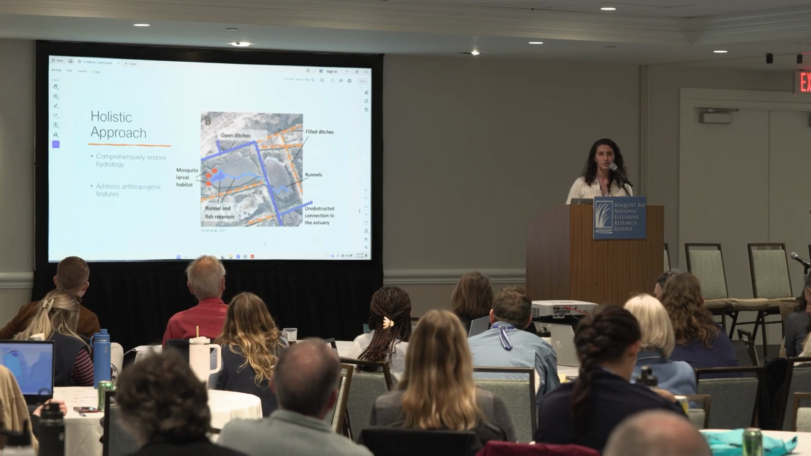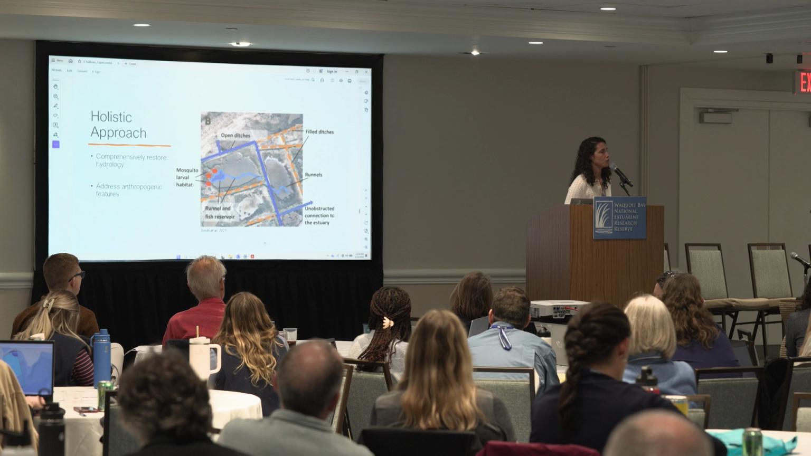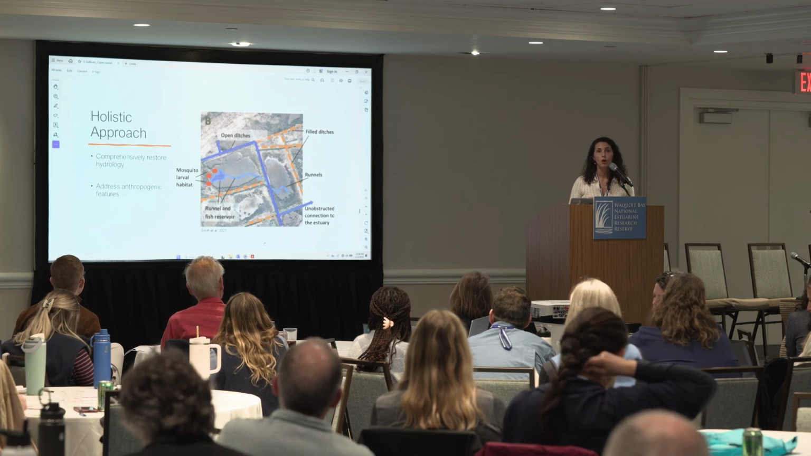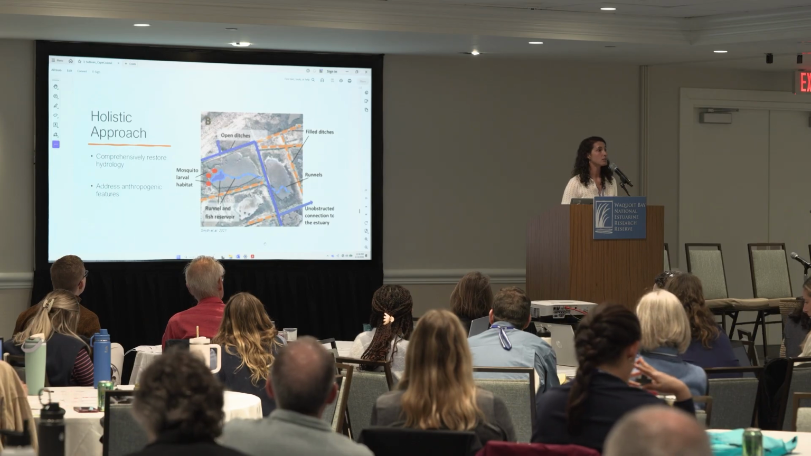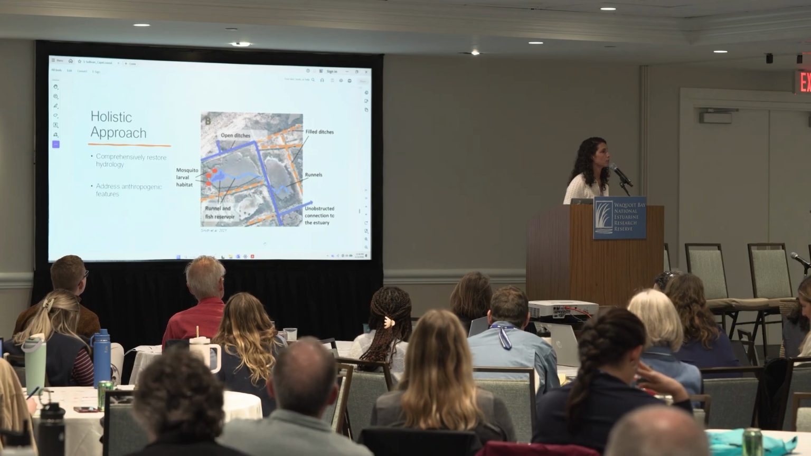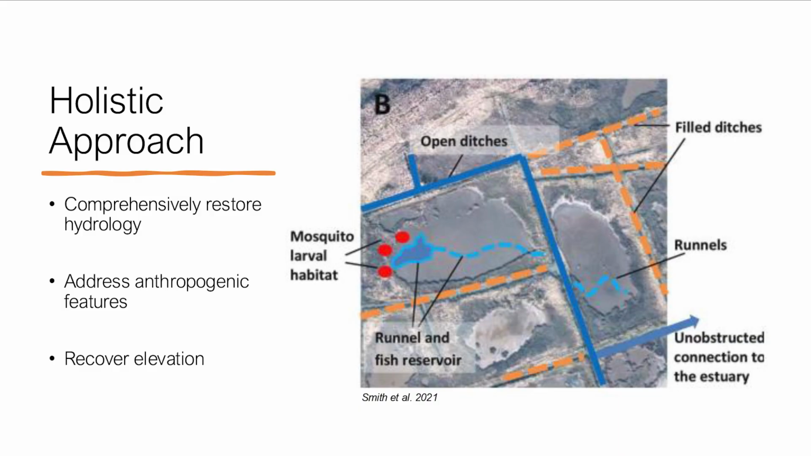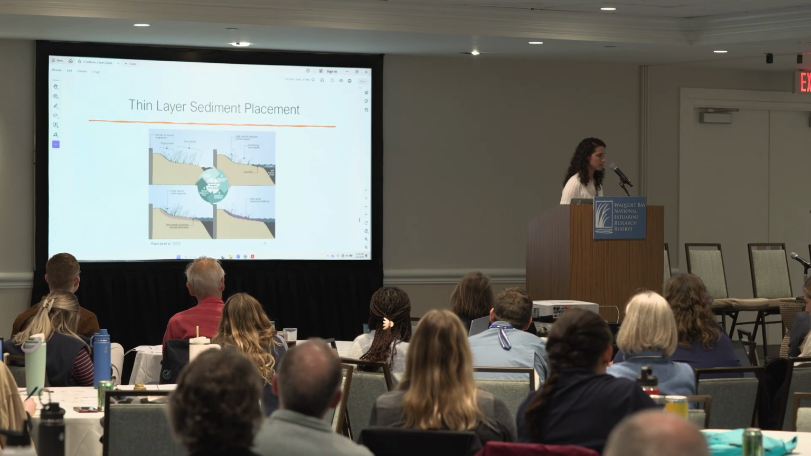But what I will say is that it's important to understand the anthropogenic activity in your marsh. Understand those legacy agricultural features and address those first. Remove anything that's maybe restricting the tides, tidal restrictions, so culverts, dams, mosquito ditches that are clogged. And then ultimately, these marshes need to recover their elevation. And this can be kickstarted by vegetation recovery, but it can also be aided by thin layer sediment placement.